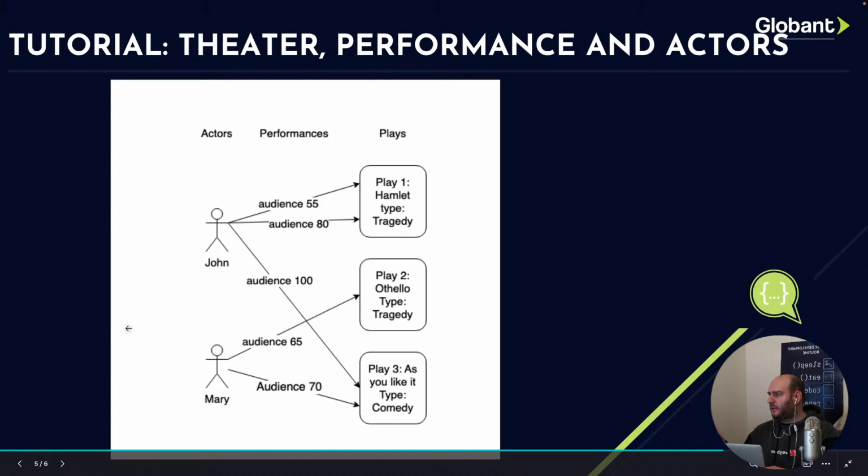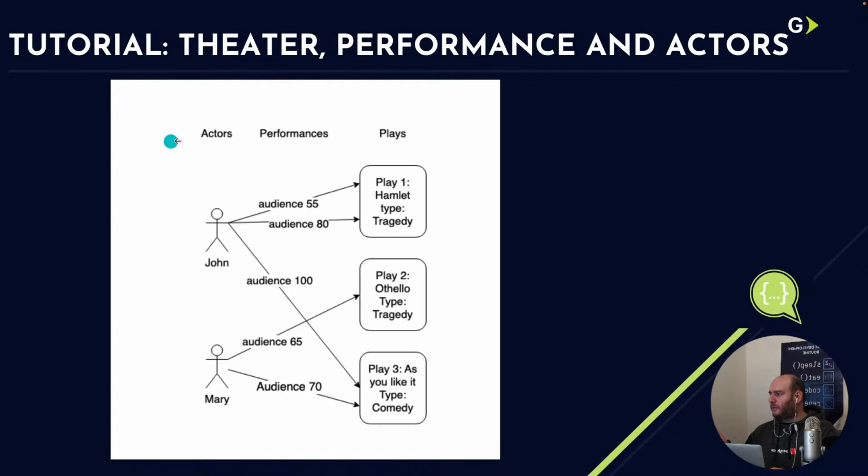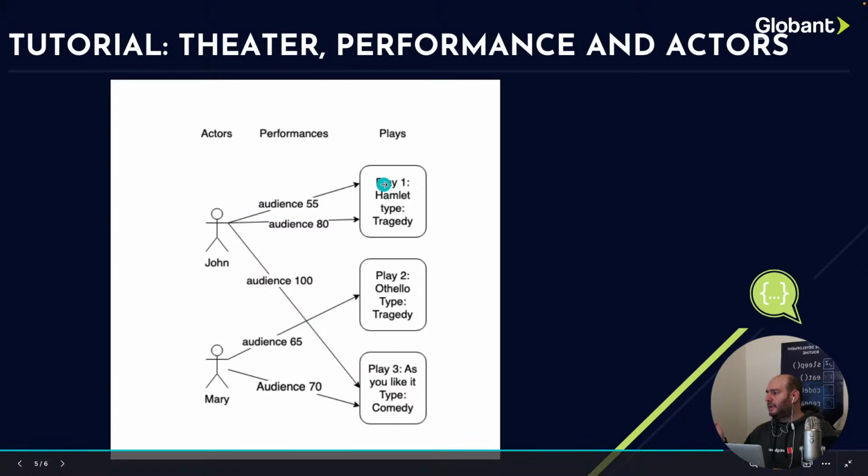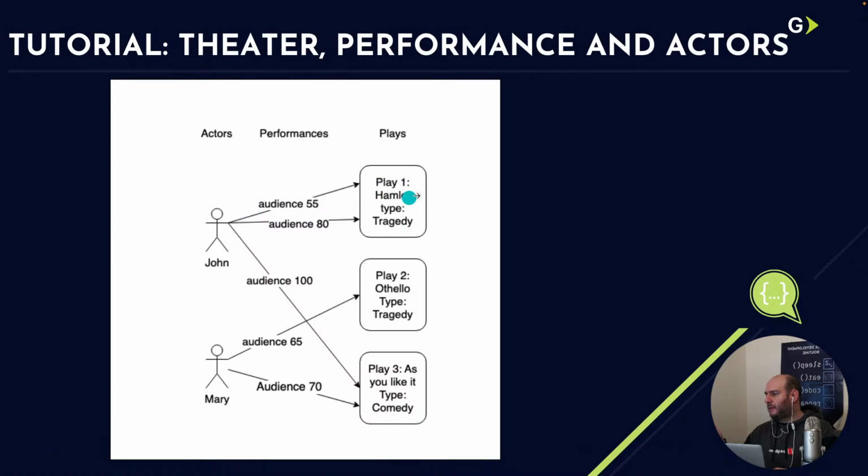But let me tell you first what this does. This software is very simple. It's a software used by a theater to pay the actors that played a particular role in their plays. So we have some actors, for example, John and Mary, and they participate in different plays. For example, John plays in Hamlet, and he also plays in As You Like It. And Mary plays in Othello and in As You Like It.